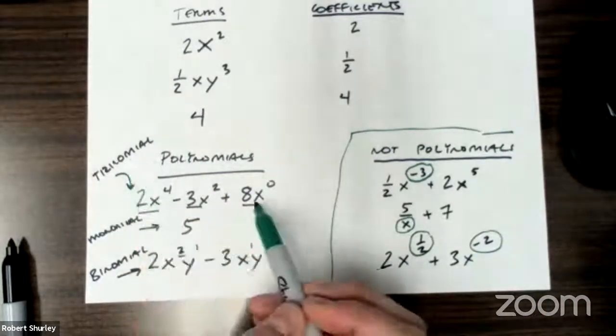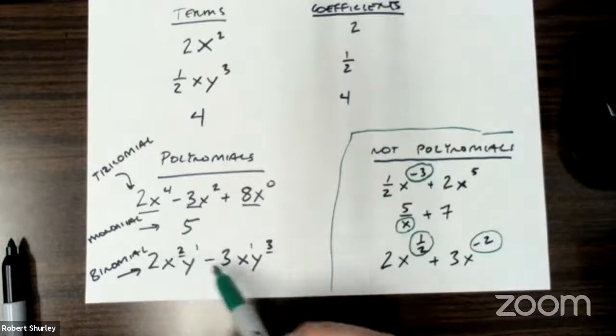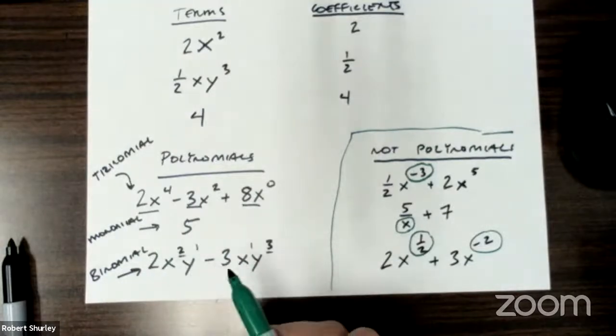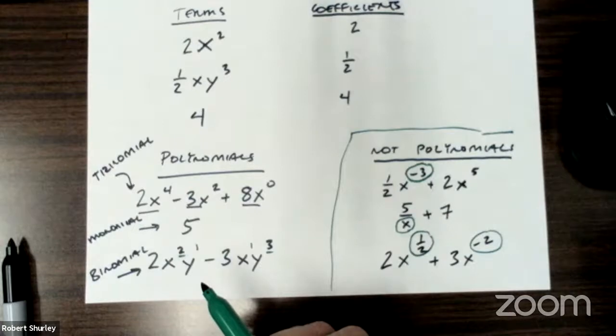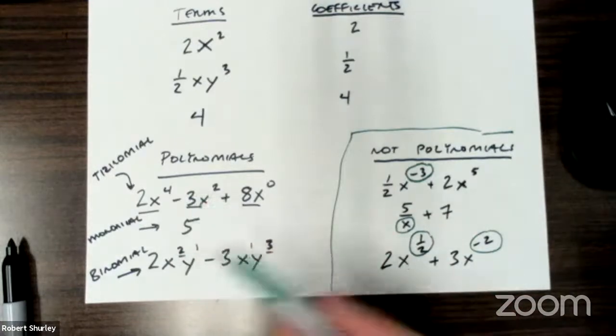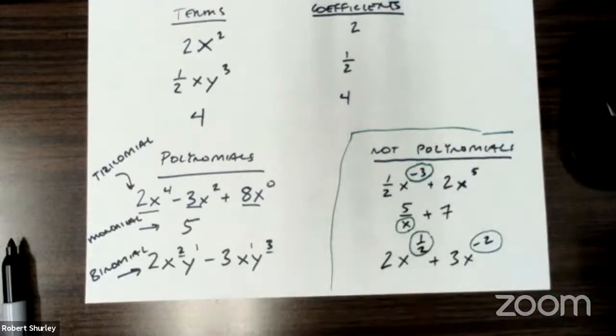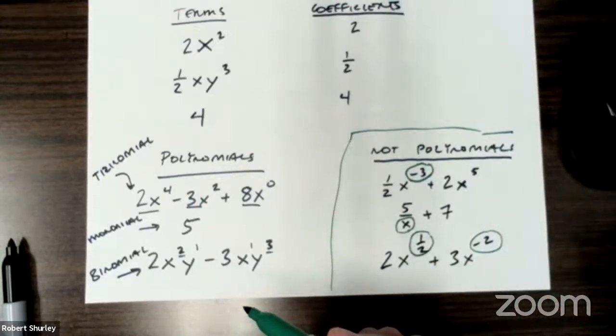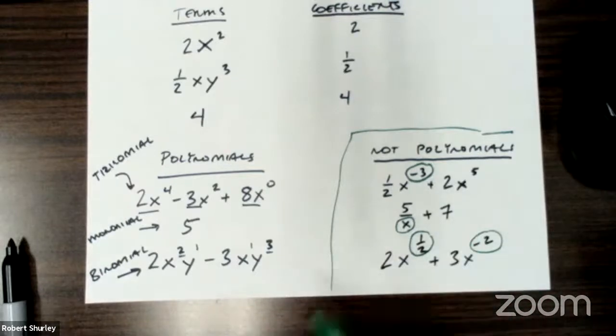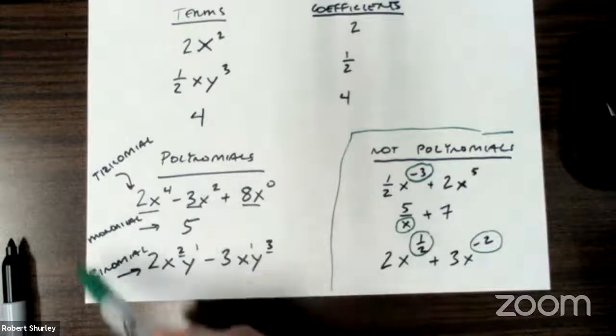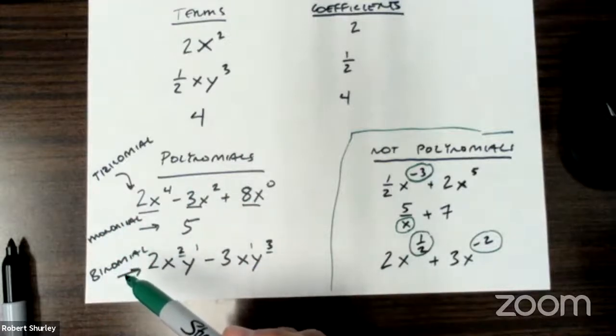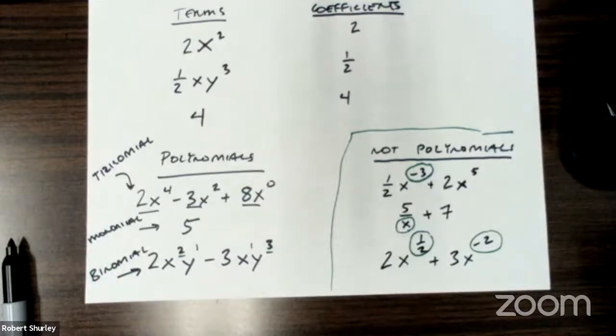And tri means 3, mono means 1, and then bi means 2, okay? If there's more than 3, we just call it a polynomial. I mean, you can say quadnomial and pentanomial if you want, that's fine. But we typically just stick to these 3. These are the 3 most common types of polynomials you'll see. And if it's greater than that, we just don't usually give it a common name, okay?